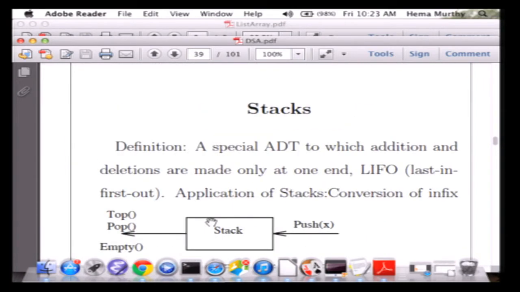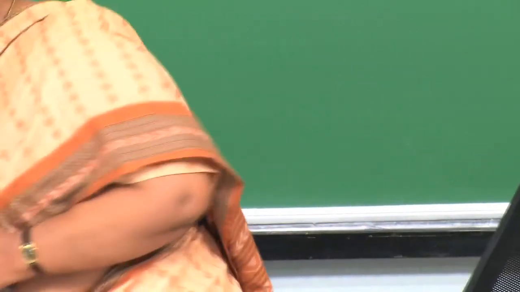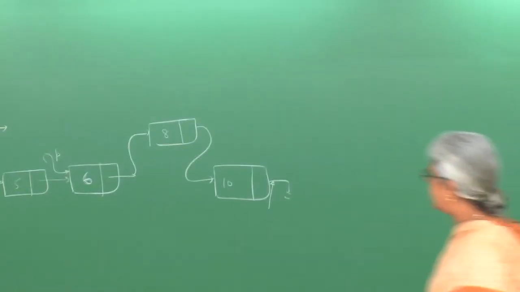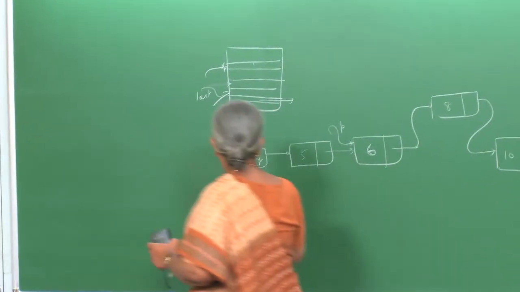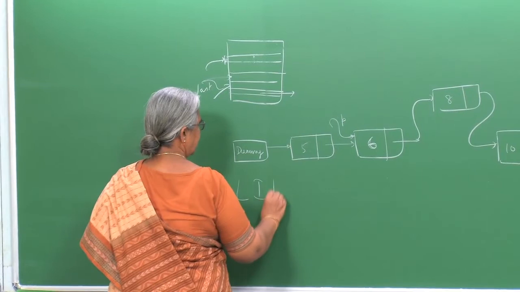Now, in a sense, the stack is also a list. While a list ADT allows you to insert elements anywhere and delete elements anywhere, a stack, on the other hand, allows you to insert at only one end and delete only from the same end. Therefore, we call the stack a last in, first out data structure. Okay? Last in, first out.